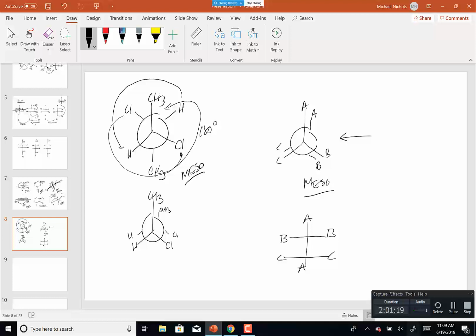No. Hold on for a second. I'm getting too... How about that? Better. So I've got to have it lined up. So there's my mirror plane.